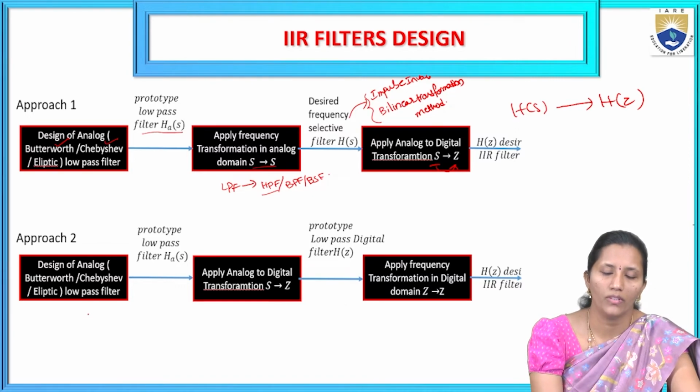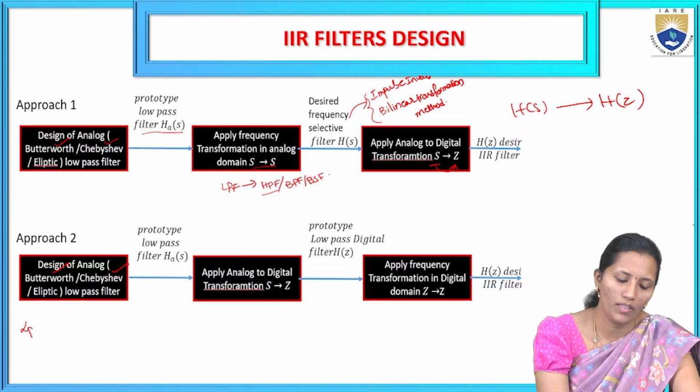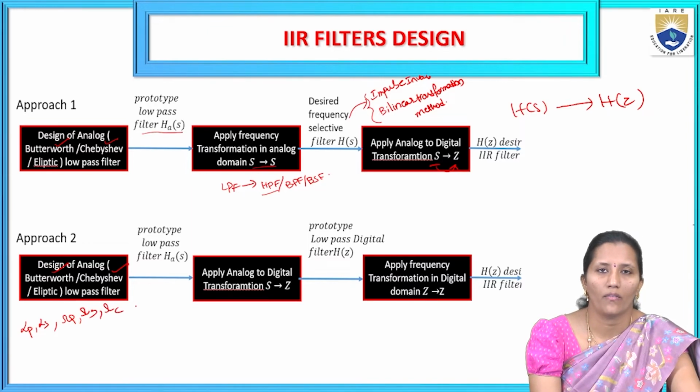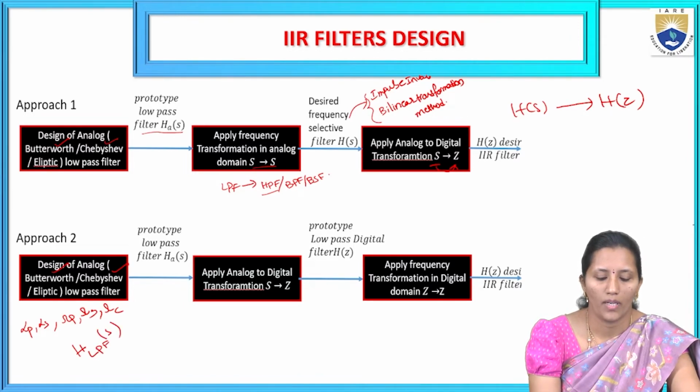Okay, in approach 2, what are we going to design here? In the first step, same as before, from the given specifications we are going to design the analog filter prototype. It may be a Butterworth filter, Chebyshev filter, or elliptic filter. From the given specification, those are alpha P the passband attenuation, stop band attenuation, passband frequency, stop band frequency, and cutoff frequencies. From this, we are going to find the analog low pass filter transfer function for either Butterworth, Chebyshev, or elliptic filter.